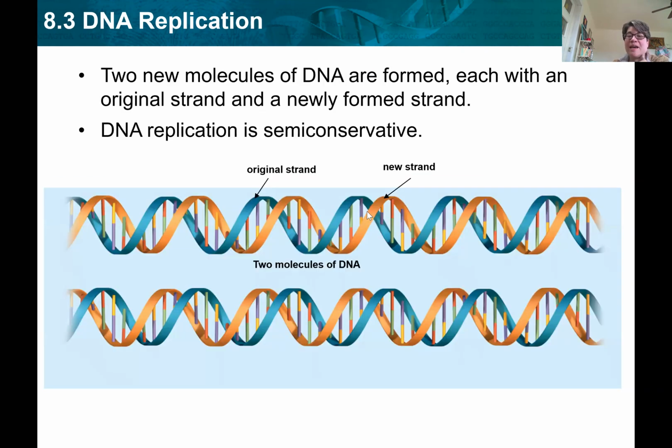So here is that after it finishes, and we personally have 3 billion of these rungs. So you can tell that this would take a long time, since we're doing a whole bunch of different spots at once. We're doing it in different places on different chromosomes. So you get 2 new molecules, and this is called semi-conservative because you have 1 old strand and 1 new strand. So that is semi-conservative.